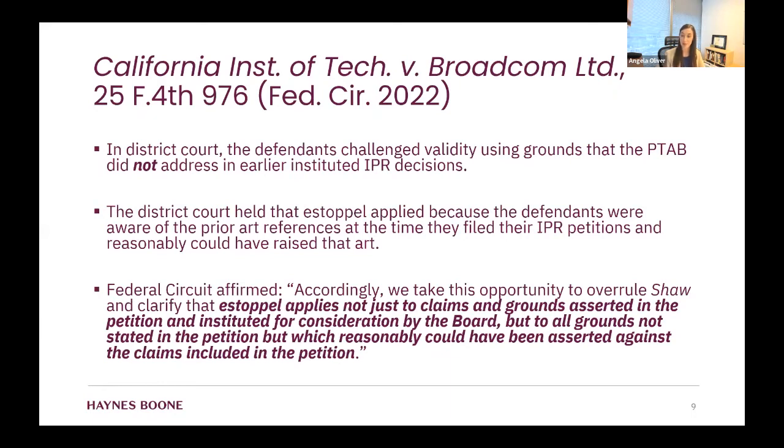So there was originally kind of a different discussion surrounding this case that was related to claims. But the current and final opinion appears to be that estoppel applies to grounds that you did not include.